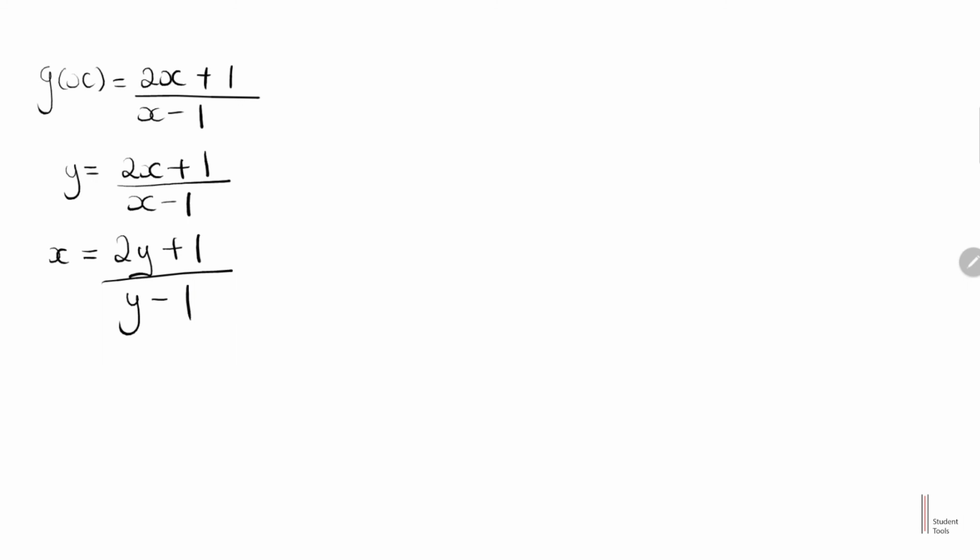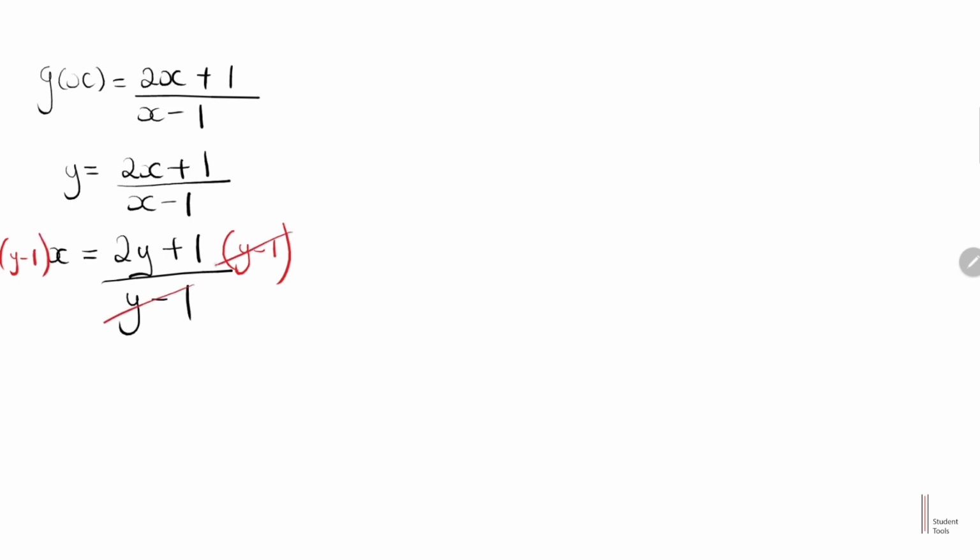So from this step, we have to make y the subject. So how do we make y the subject? Let us first get rid of the fraction. So we will multiply everything with a y minus 1. So we'll multiply with a y minus 1 here and y minus 1 over there.